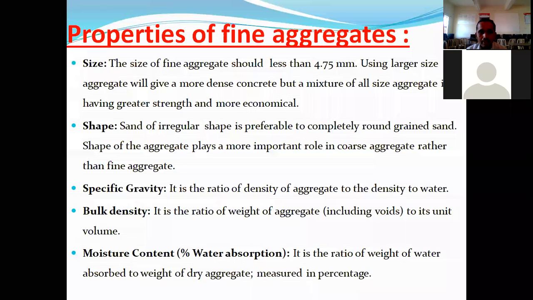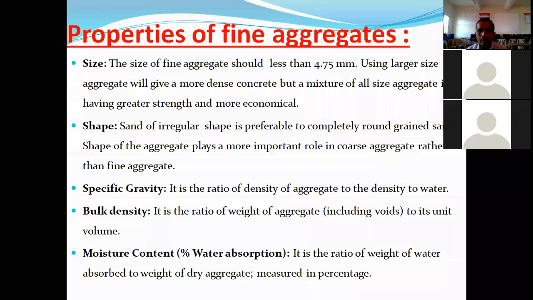Next one, specific gravity. It is the ratio of density of aggregate to the density of water. So specific gravity of aggregate is required to determine where we need to calculate the weight of the structure or the dead load, etc.